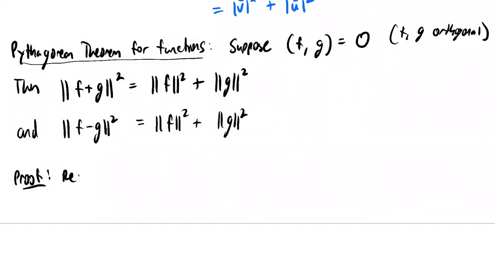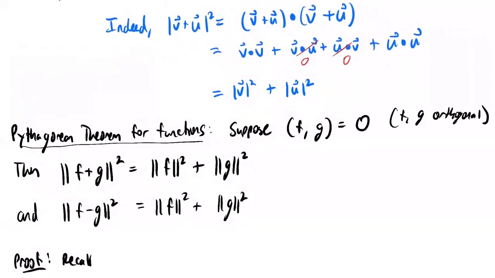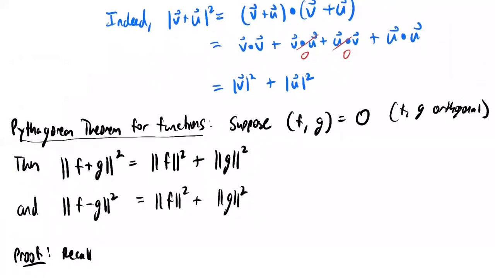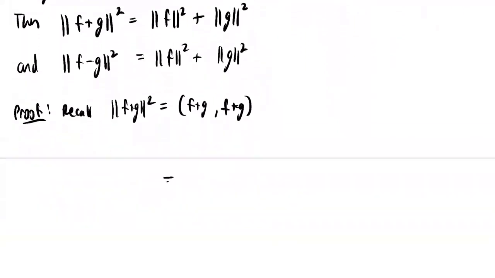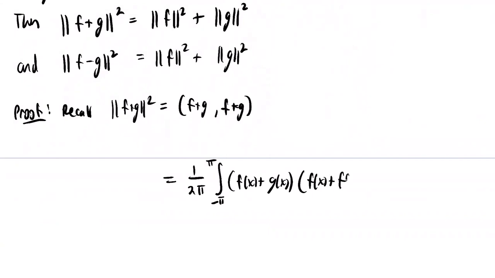Recall, what was the first step we did for vectors? We replace the length or the norm, which is this thing here, by the inner product. Because whenever you see that things are orthogonal, to take advantage of that, you want to bring inner products into play. So the length of f plus g squared is the same thing as taking the inner product of f plus g with itself. And so by definition, what is this equal to? Let me just continue below here. So this is equal to 1 over 2 pi times the integral from minus pi to pi of f of x plus g of x times the conjugate of the same thing, the complex conjugate.